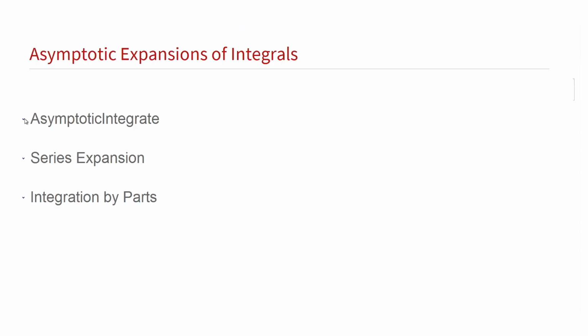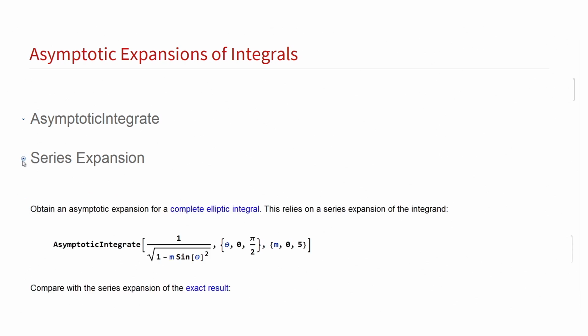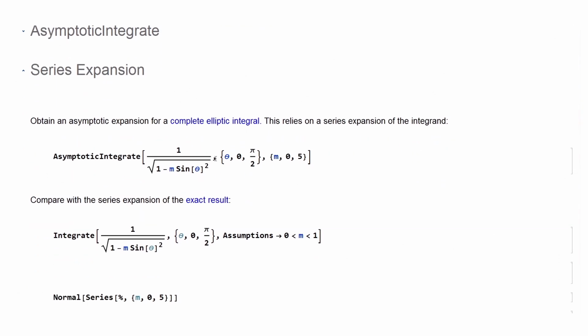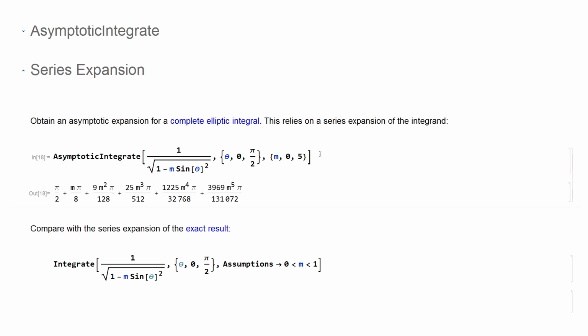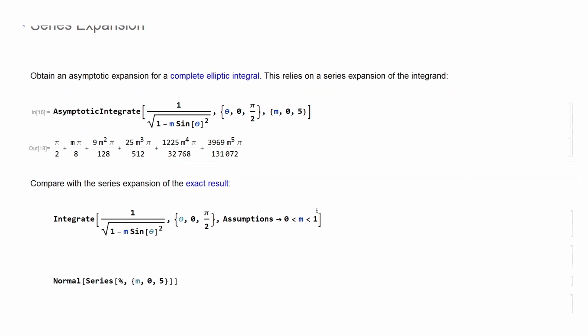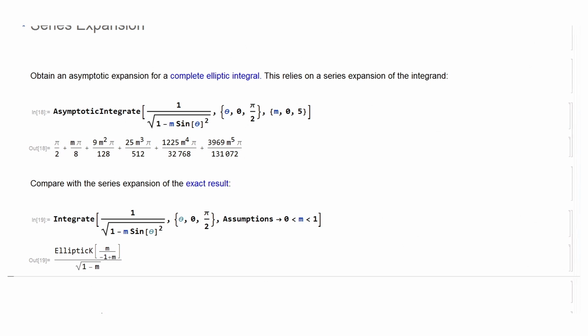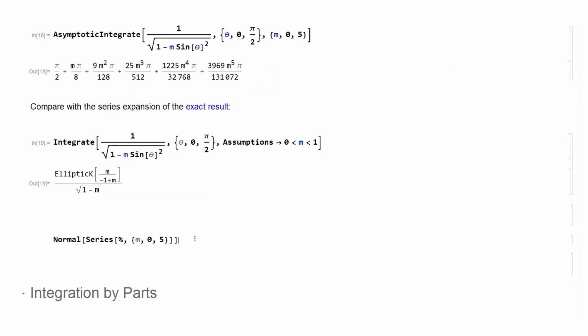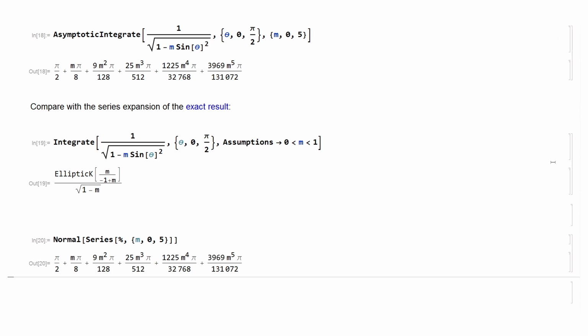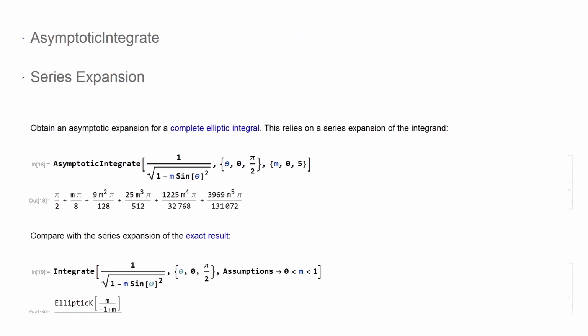So two examples to show what's happening over here. Here is a complete elliptic integral. So that's the complete elliptic integral part, the first two arguments, and your parameter m, so you want to expand with respect to that parameter, and you get back a series from asymptotic integrate, and you can compare that with integrate. In this particular case, integrate does work, and you get back the elliptic integral, of course. You do a series expansion, and you get the same answer. So that's one way of looking at asymptotic integrate.